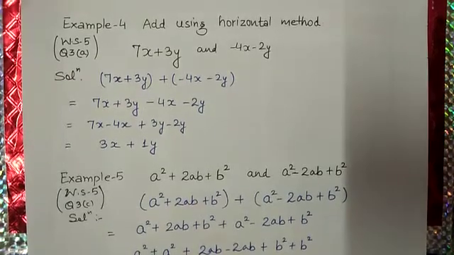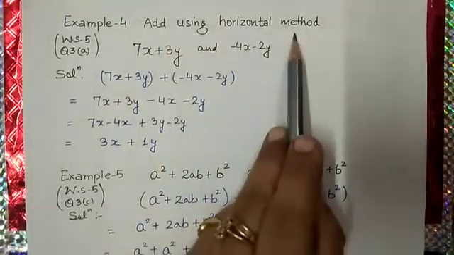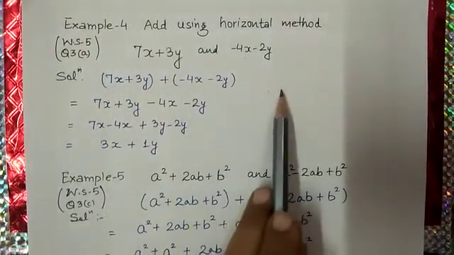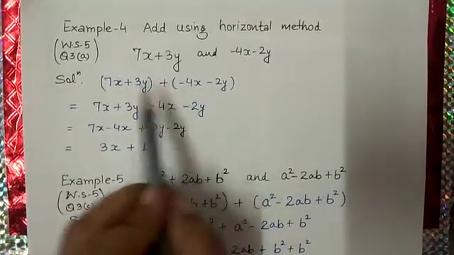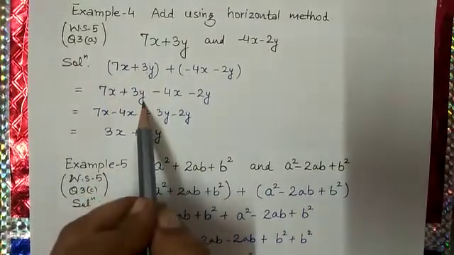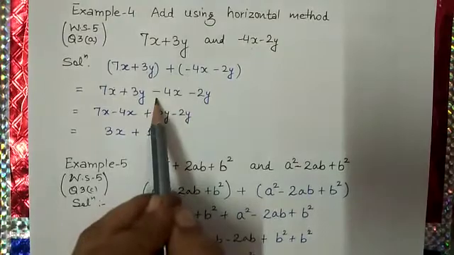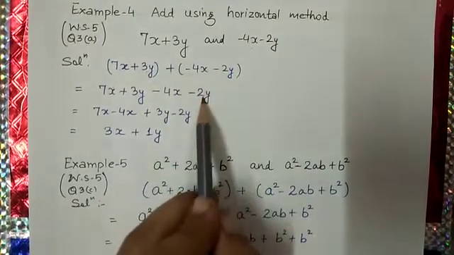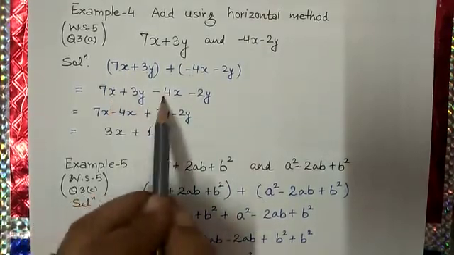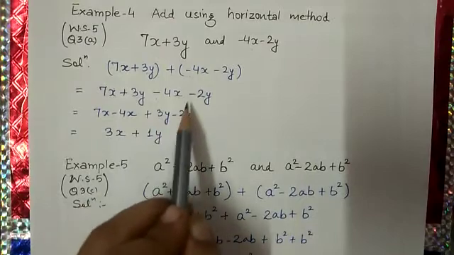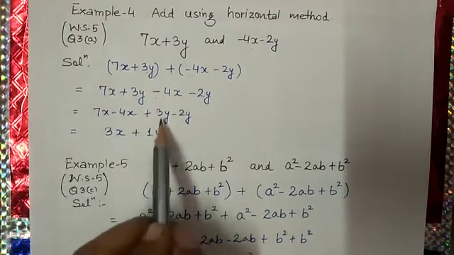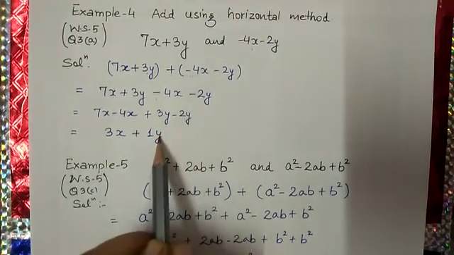Now next is addition using the horizontal method. Means this time we will write both expressions in a single line. Firstly we will add these two expressions. Now solve the bracket: 7x plus 3y plus minus 4x, again plus minus. Now make the group of like terms: 7x minus 4x, 3y minus 2y. 7 minus 4 became 3x, 3y minus 2y became 1y.